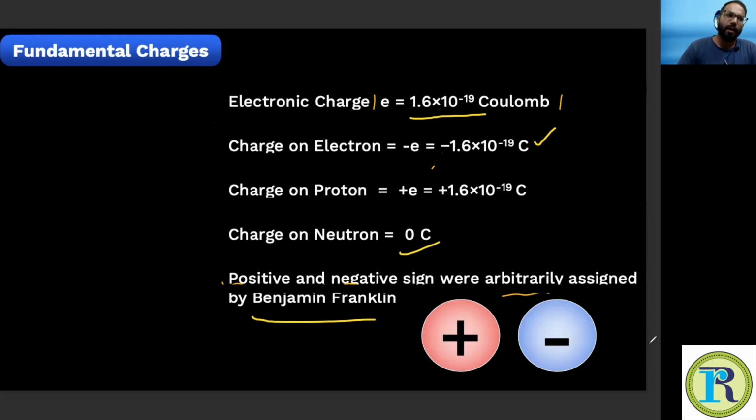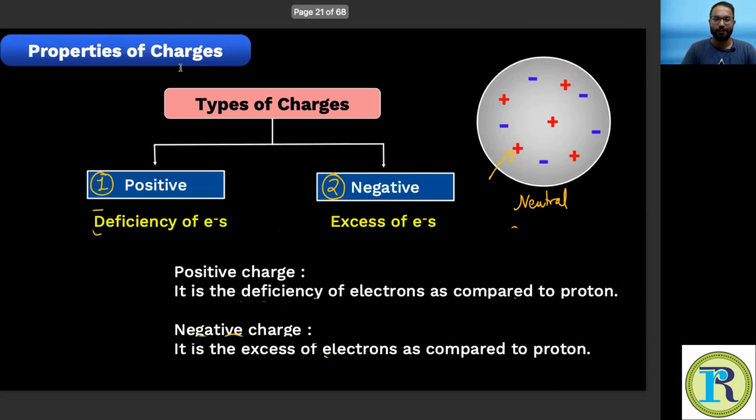So far we discussed three properties of electric charge, and some important points regarding fundamental charge. Now let's talk about the types of charges. I think everybody knows about the types of charges. Is there anybody who is confused? Basically, there are two types of charges. First is positive charge. It means it has a deficiency of electrons.